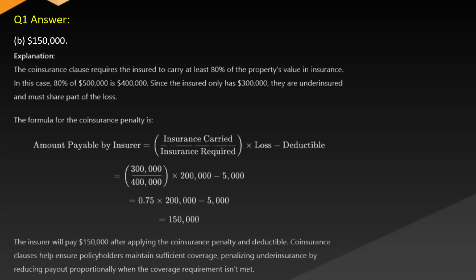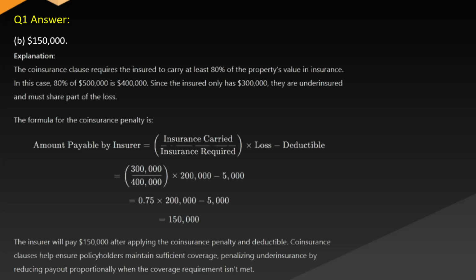The formula for the coinsurance penalty is: amount payable by the insurer equals insurance carried over insurance required, times the loss, minus the deductible. That is $300,000 over $400,000 times $200,000, minus $5,000. This equals 0.75 times $200,000, minus $5,000, which equals $150,000 minus $5,000. The insurer will pay $150,000 after applying the coinsurance penalty and deductible.